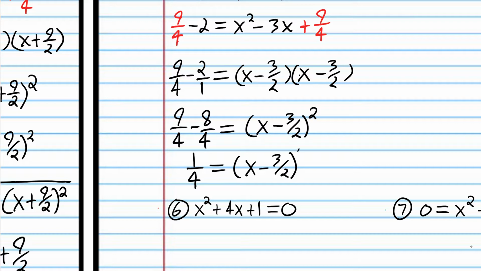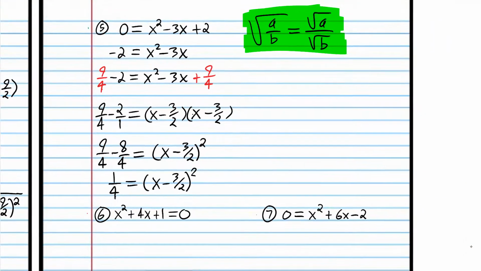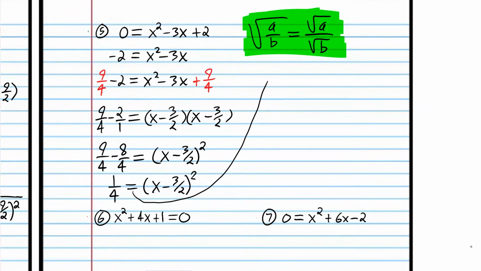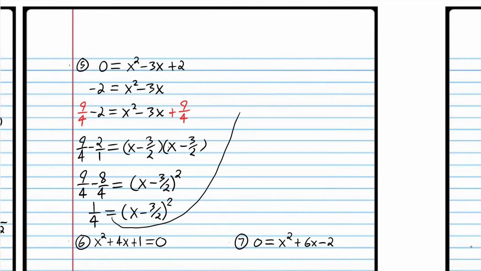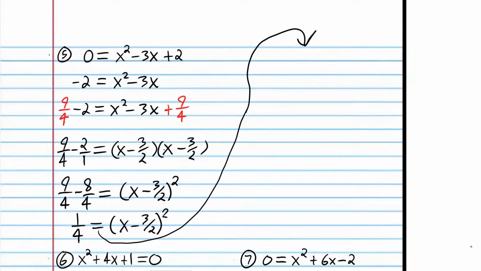And at this point, you notice we're out of room, but don't panic if that happens. If you're out of room, all you have to do is take an arrow and go up here. And at this point, I'm going to erase this. I think you get the point there. We don't need to keep dragging that around. So now we go up here, and we're going to take the square root of both sides.